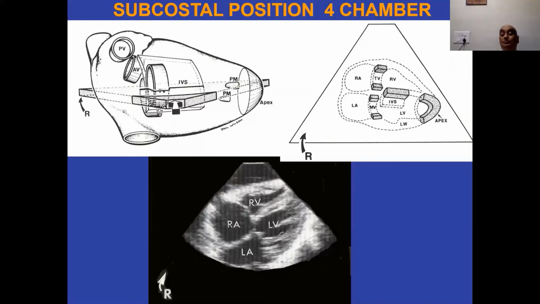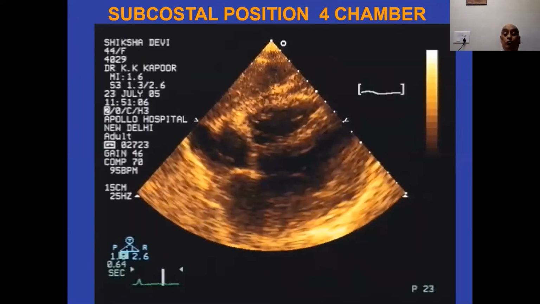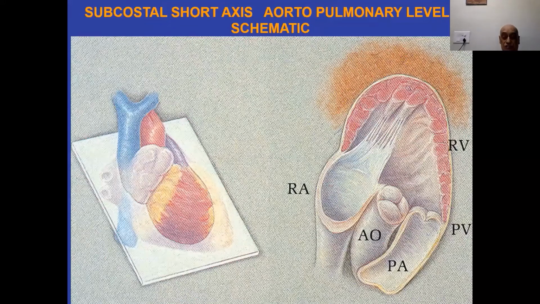And this is the four-chamber view. This is the subcostal four-chamber view. Very, very useful view to have. Now you can take a variation of this. You can take what is called the subcostal short axis.